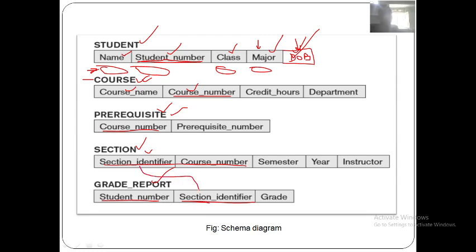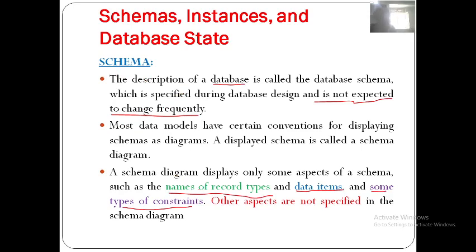Only a limited number of constraints are mentioned here. Only a limited number of constraints are listed here. Hope you understood. Other aspects are not specified in the schema diagrams. See here now.